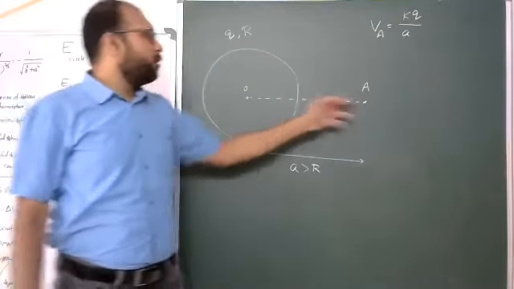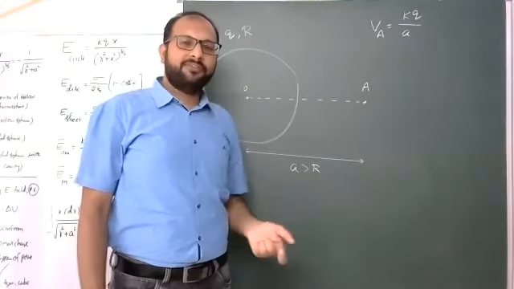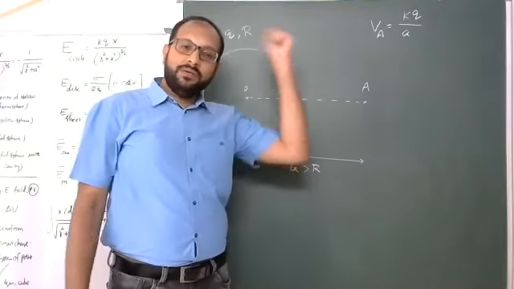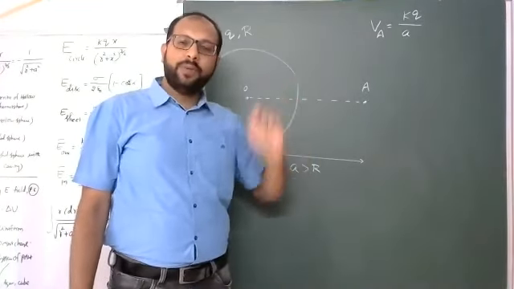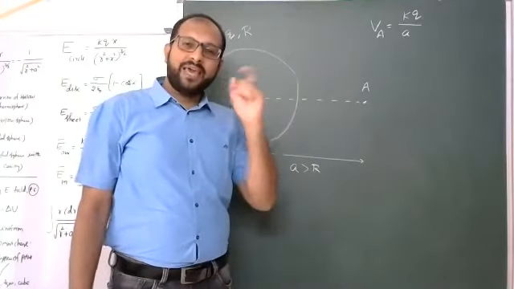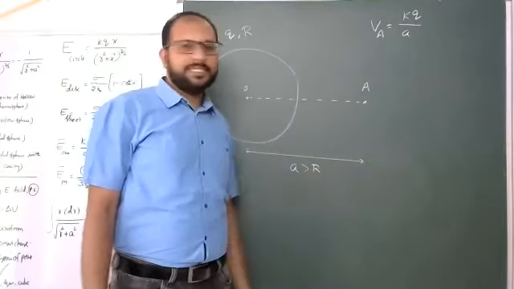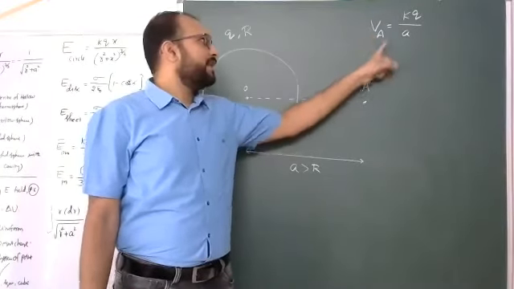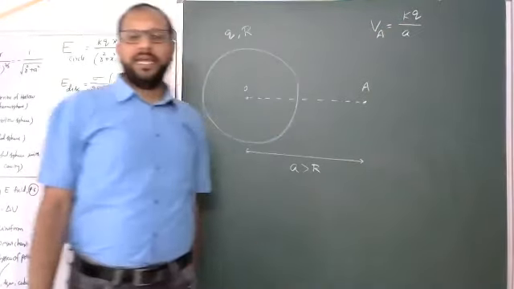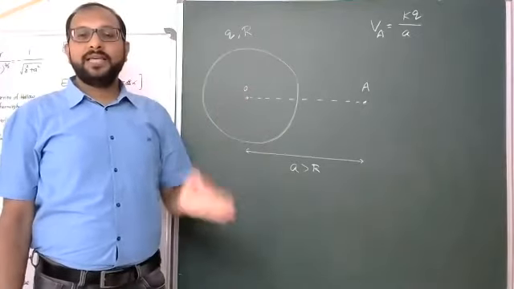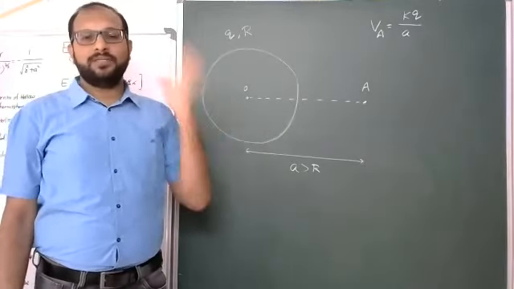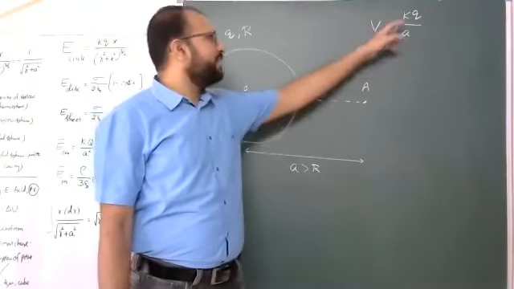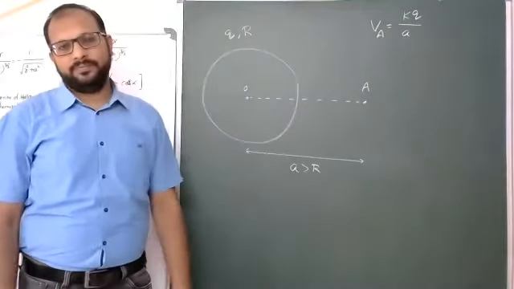Why? Outside the sphere, what is the electric field? KQ by R square. Even for our point charge, it is also KQ by R square. So that is the same equation, everything is the same. That is why the outside point potential equals KQ by small a. This is from the potential due to a point charge concept. So directly written here: VA equals KQ by small a.